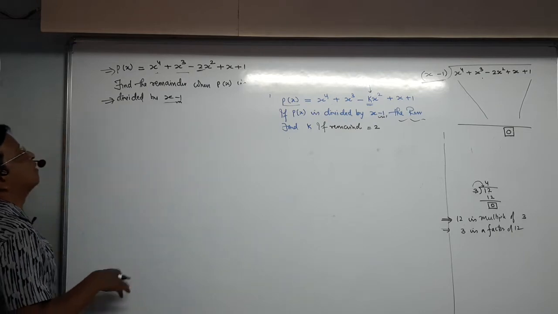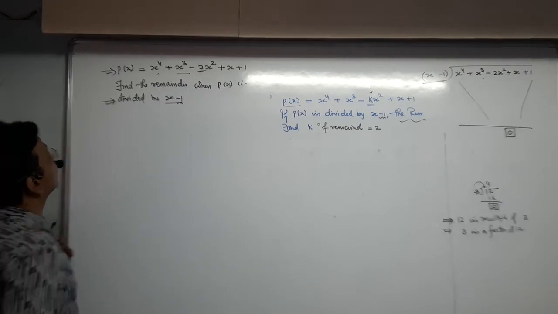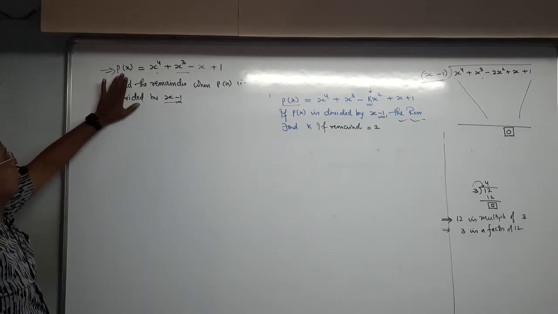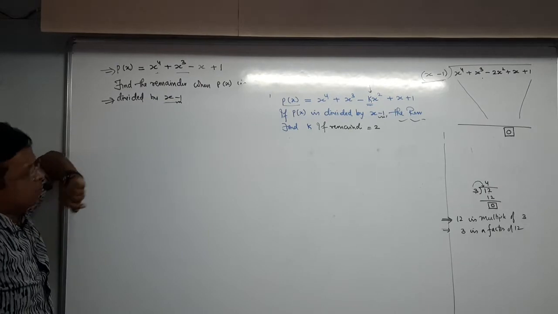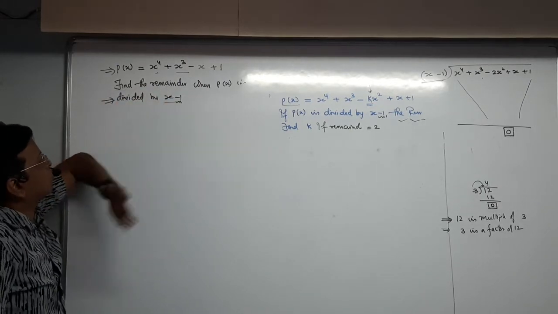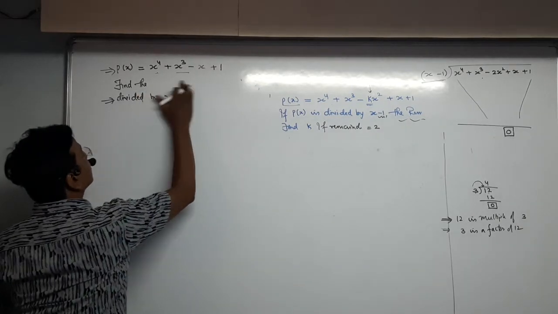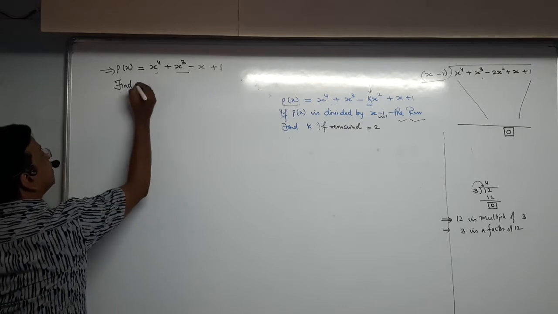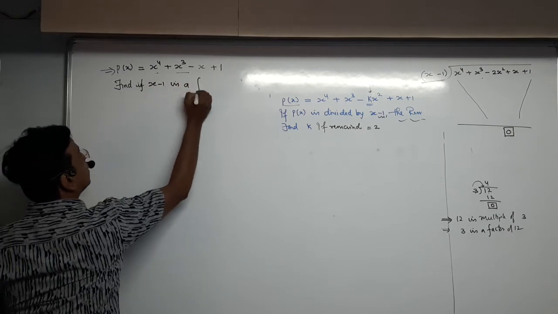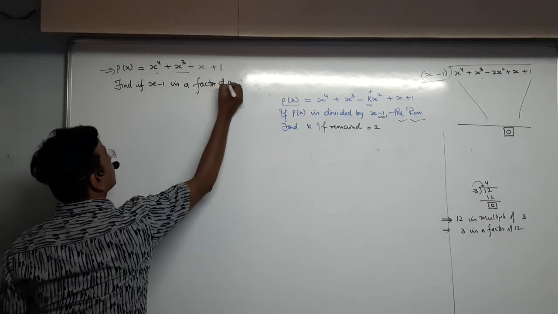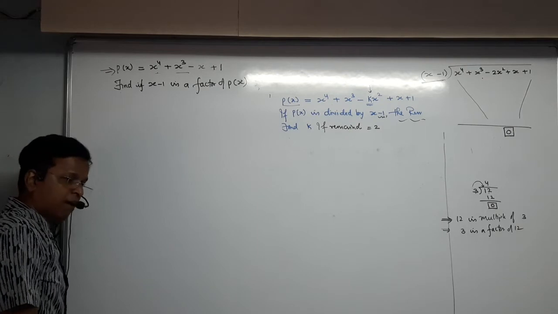Second, they will again ask you some questions. Now this is a different question. P of x is equal to x raised to the power of 4 plus x cube minus x plus 1. Find the remainder, or they will ask you something more now. Find or determine if x minus 1 is a factor of p of x. This is your question. Find whether this is a factor.